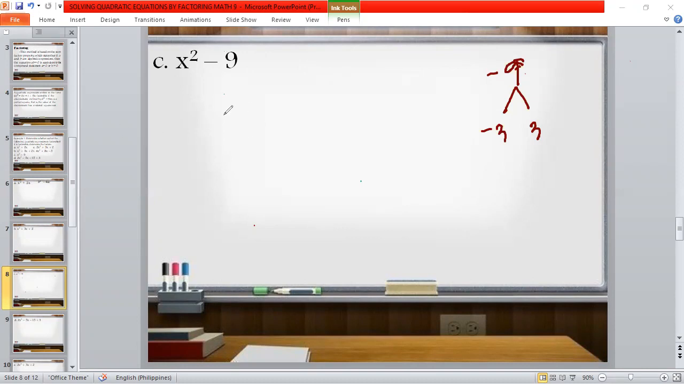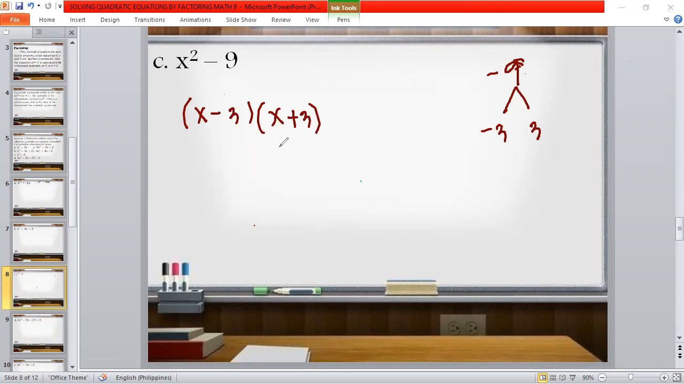Okay, so the answer is, again, what is the square root of x squared or what is the factor of x squared? We have x times x, di ba po? So x times x. Okay, so let's write this down, -3 plus 3. Pwede po siyang baliktad, pwede po mauna sa x plus 3 times x minus 3. Pwede rin naman pong x minus 3 times x plus 3. Okay, nakaka-follow po?